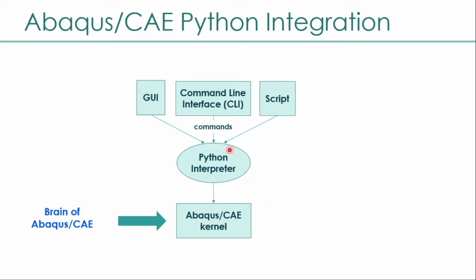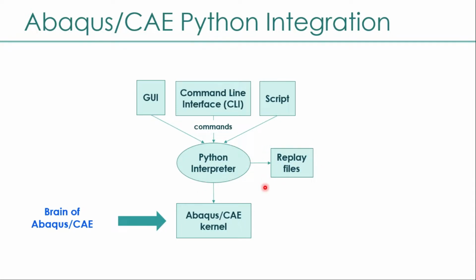So in the process you can see all the Python commands that are available at this Python interpreter. Using the GUI, CLI, script, whatever you do, all the commands are available at this Python interpreter, right? So what Abaqus does is it creates a file and logs all the commands that are being given to this Python interpreter, and this file is called the replay file.